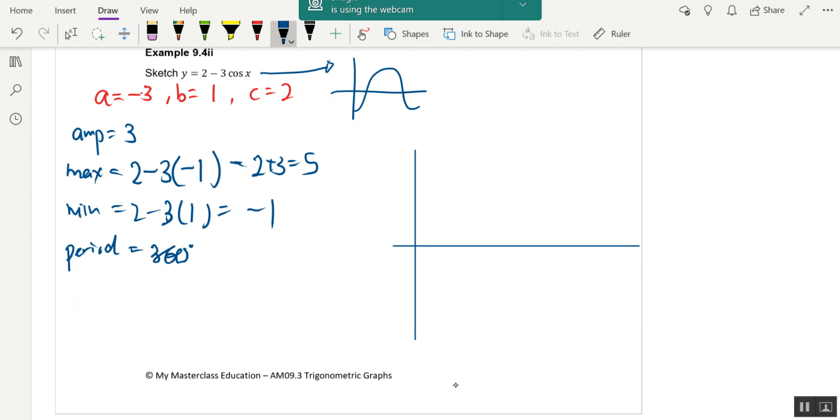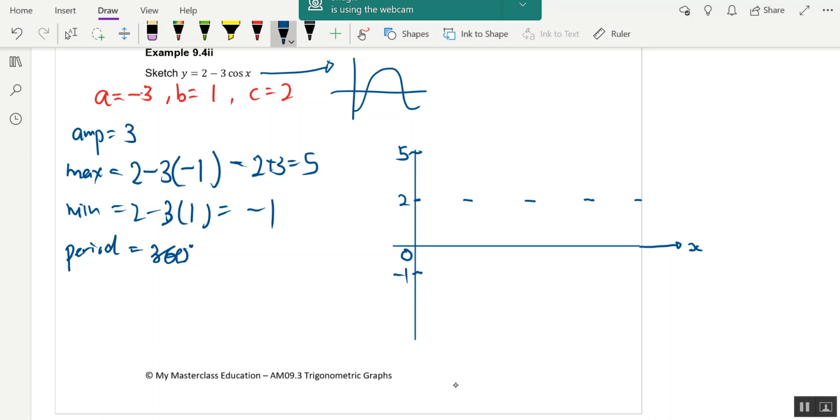So, what is the first thing you should do? What is your C? Your C is 2, right? Draw a dotted line at 2. Okay, make sure it's proportionate. So that means 2 is here. 1, 2, 3, 4. And these 4 points, try to space them as proportionally apart as possible. Maximum is 5. 5 is around here. Minimum is at -1. -1 is around here.